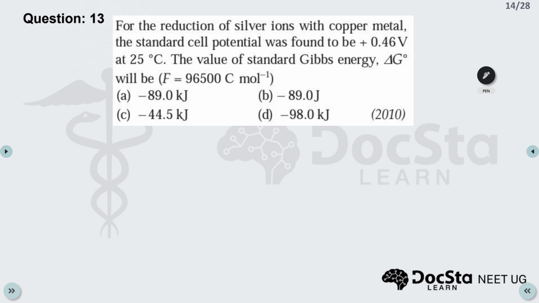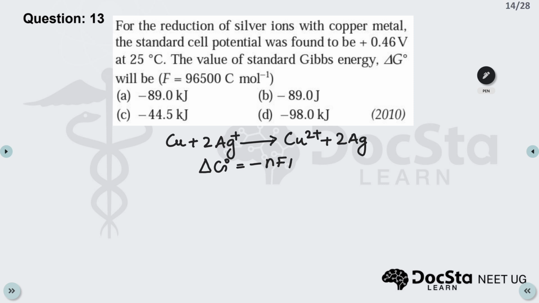So how do you evaluate delta G? You have to first write down the cell reaction, based on copper. So Cu plus 2Ag+ gives Cu2+ plus 2Ag. This is the cell reaction, isn't it? Now we can write the expression for delta G0: delta G0 is equal to minus nFE0.